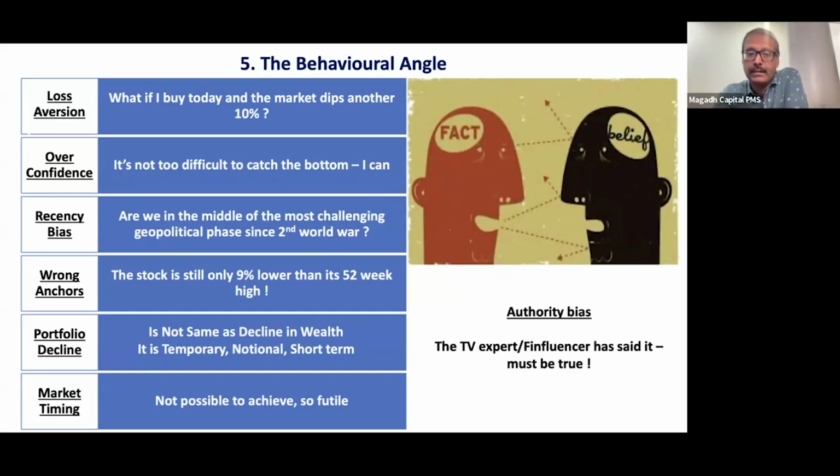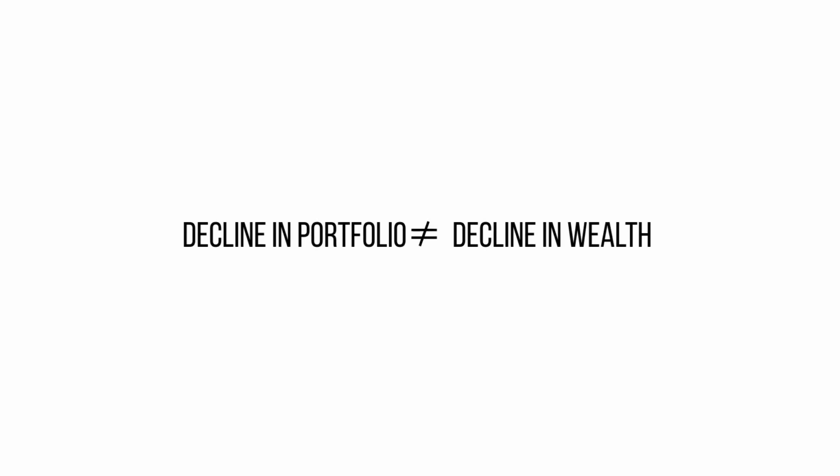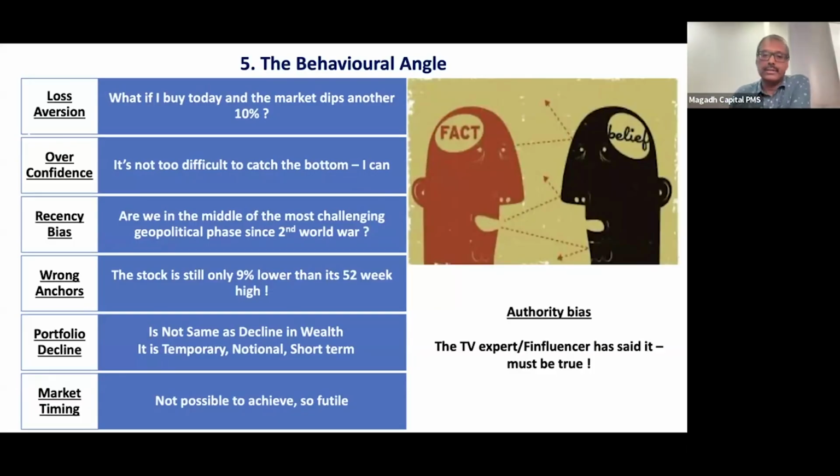Think about portfolio decline. See, the way to look at it is that a decline in portfolio is not equal to a decline in wealth, as long as I don't become jittery and book the losses. So these declines are temporary, they are notional, they are short-term. So eventually they come back. Only thing is, one must be sure that the kind of stocks that are there in the portfolio have to be impeccable. And especially the entire portfolio, the kind of diversification that I've imparted to the portfolio.